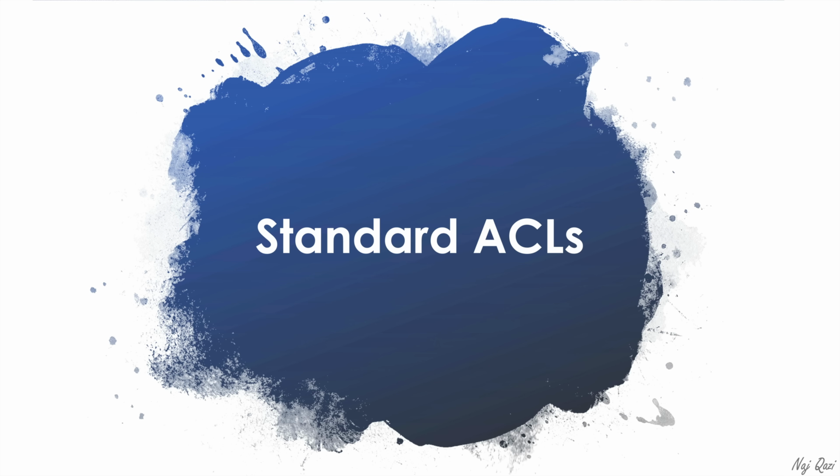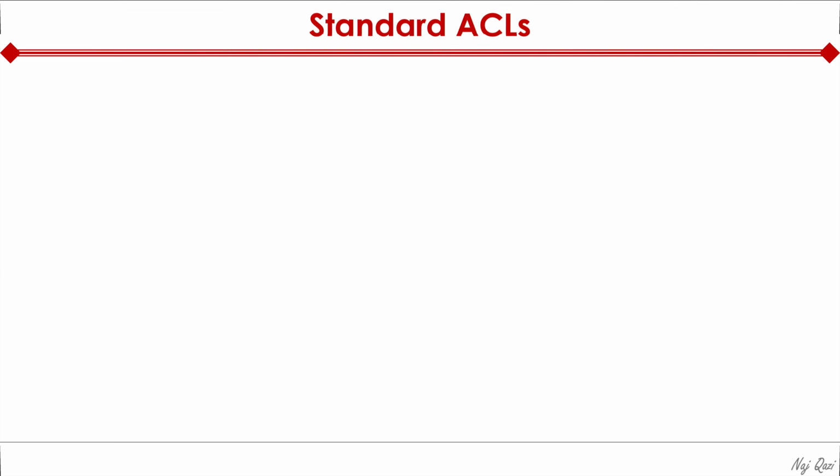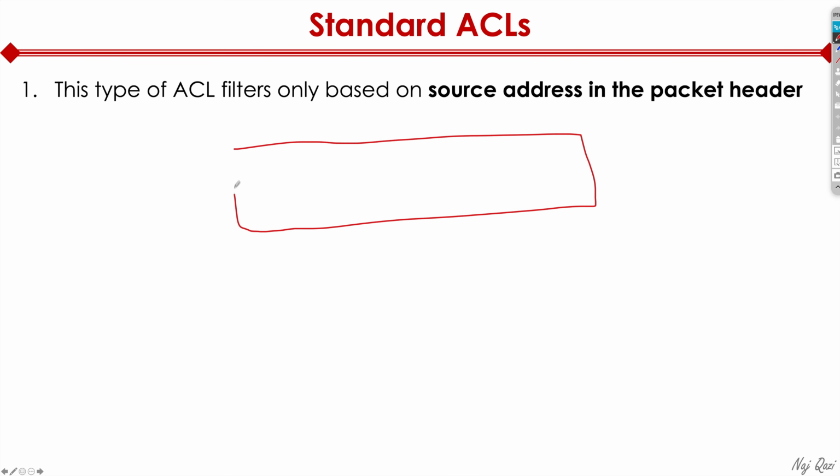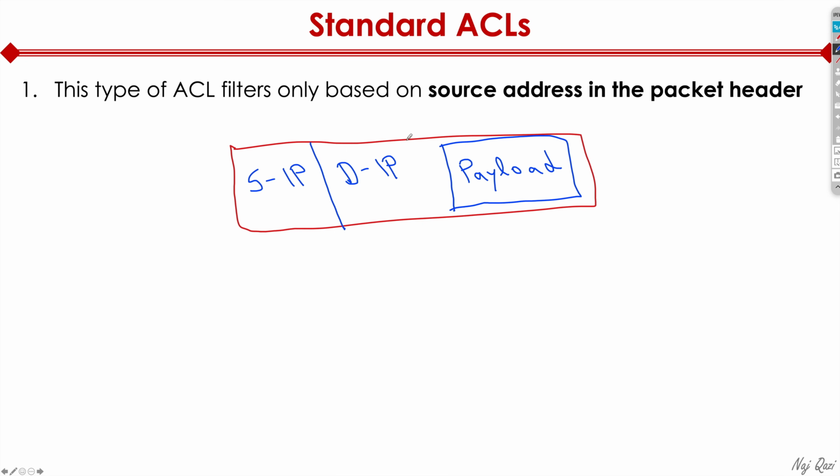Now let's shift our attention to standard ACLs. This type of ACL filters only based on the source address in the packet header. What do I mean by that? Let me explain. So if this right here is a packet, and let's say this right here is the payload, which is the data, and right here we'll have source IP, and in the header we'll also have destination IP.